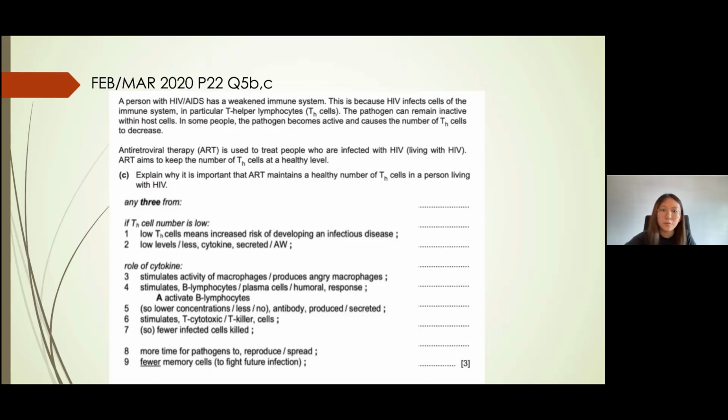So if we don't have ART treatment, the T helper cell number will decrease. If the T helper cell number is low, this will increase the risk of developing an infectious disease, and also lower the level of cytokine secreted. If the cytokine level is low, this will cause a lower concentration of antibodies secreted, and also fewer infected cells are killed, and more time for the HIV pathogen to reproduce and spread, and also fewer memory cells to fight future infection. So next slide.